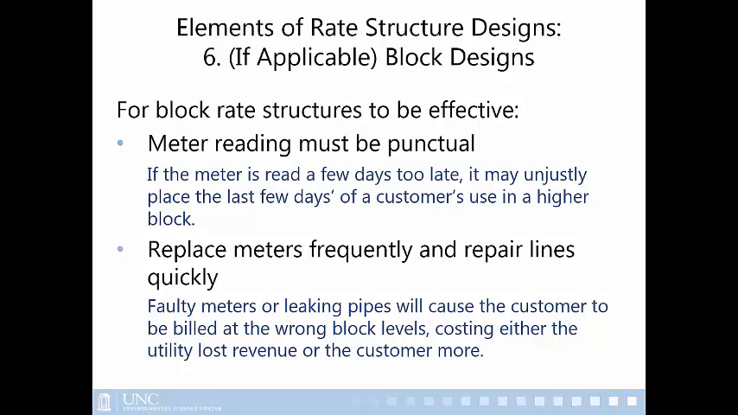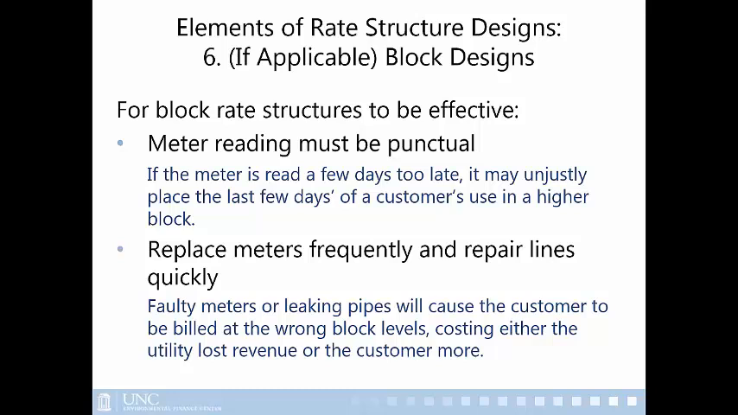Meter reading has to be very punctual when you have a block rate. Of course, it has to be punctual for any kind of rate structure, but with block rate, meter reading has to be even more punctual so that you avoid, by mistake, charging customers in the wrong tier for consumption that would have been charged. For example, if you waited too long, you would have charged that consumption in the next month in the first tier, as opposed to them exceeding and getting to the second tier rate.